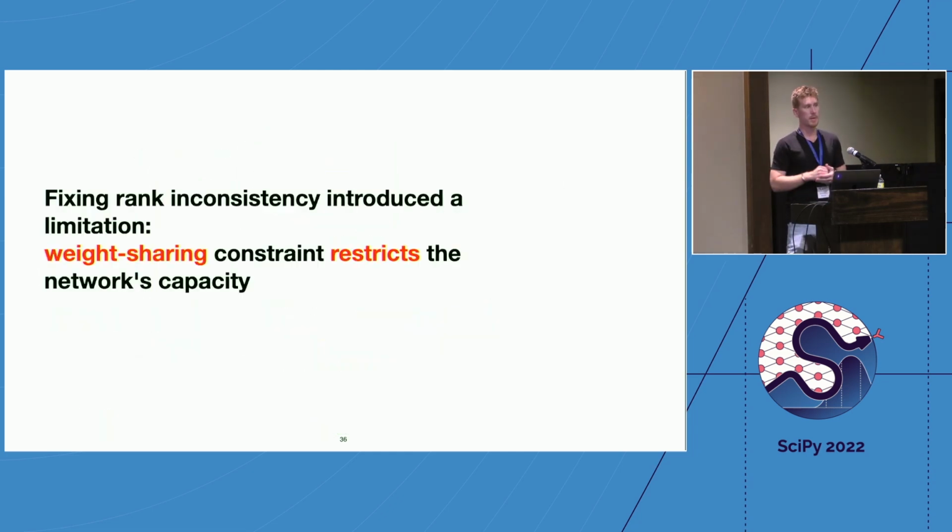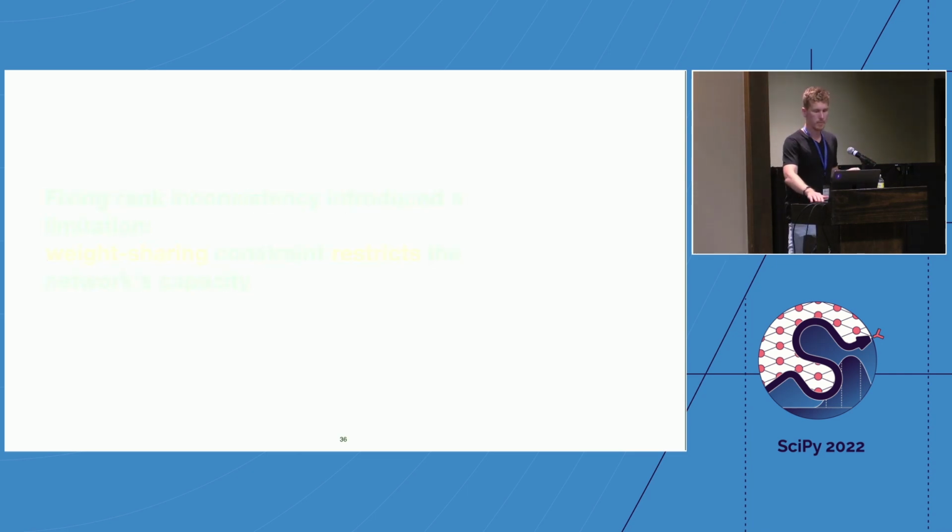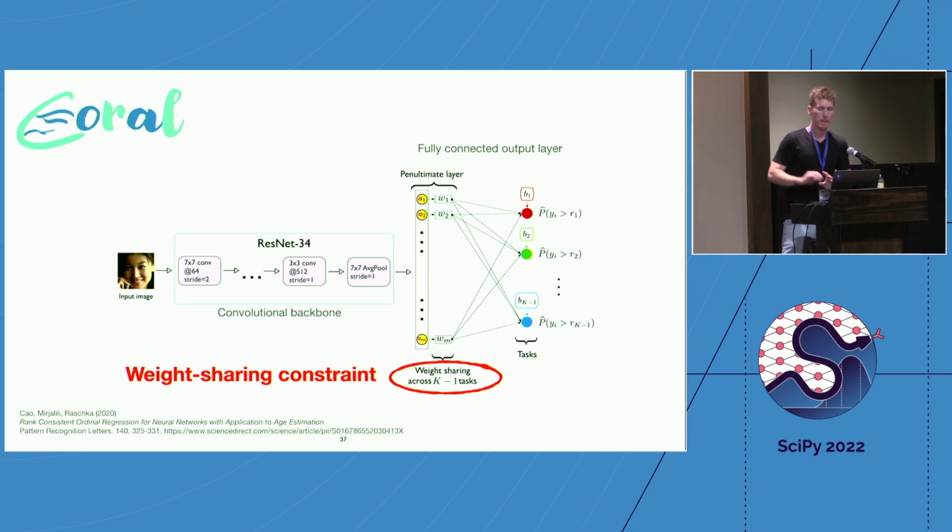In this CORAL method, in order to have guaranteed rank consistency, we had a theorem that required us to have shared weights in the output layer. So we are constraining the network in terms of what it can do. Again, without going into too much detail, there was a weight sharing constraint in the output layer, and as a consequence, the output nodes only differed in their bias units. I mean, this worked incredibly well. It worked better than the rank inconsistent method, but it was still not ideal.